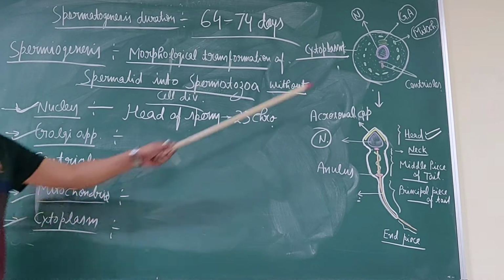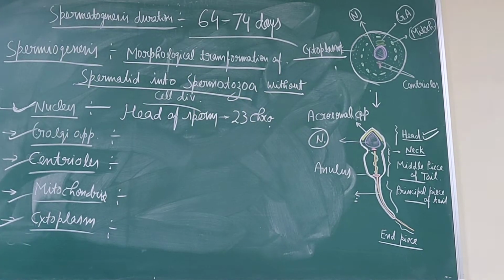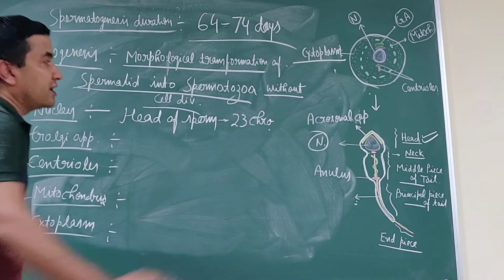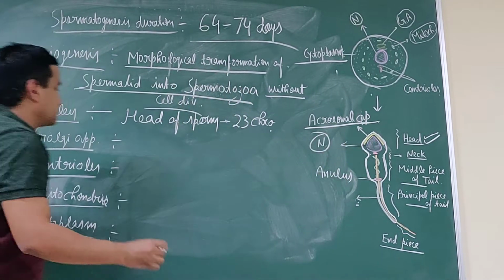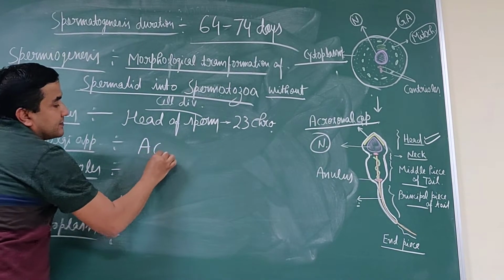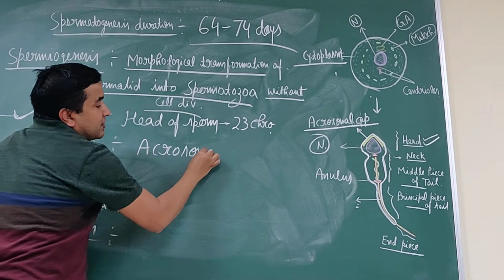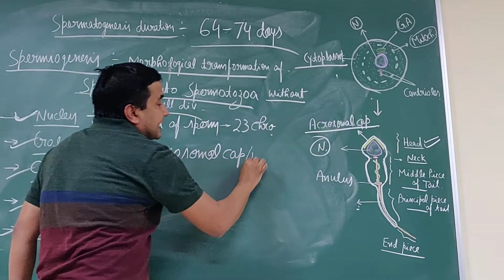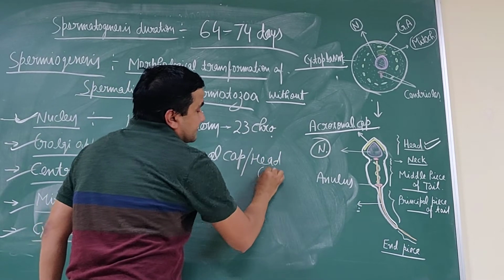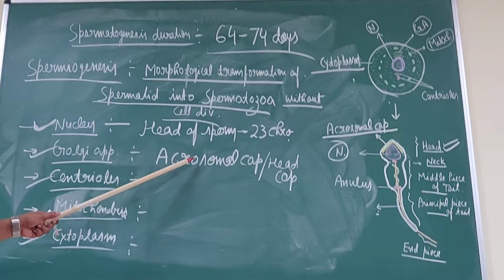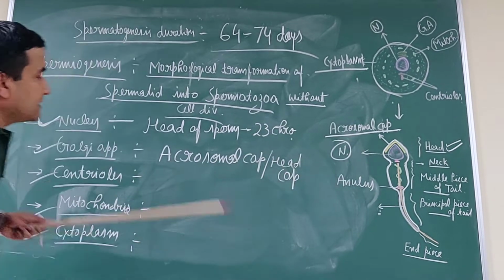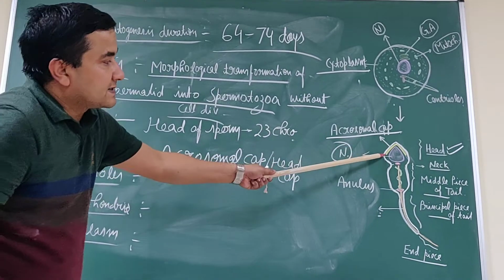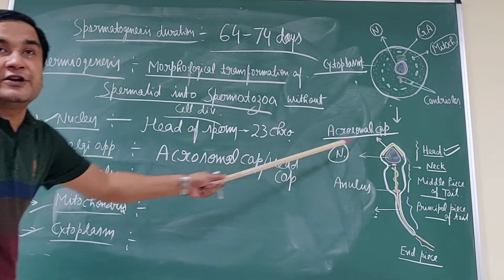Now this Golgi apparatus changes into the acrosomal cap or head cap. This acrosomal cap in the spermatozoa is derived from the Golgi apparatus, and it covers two-thirds of the nucleus.